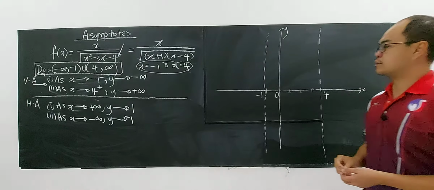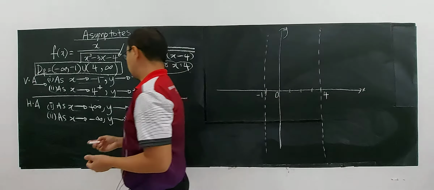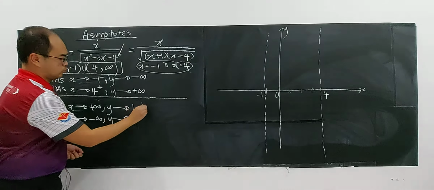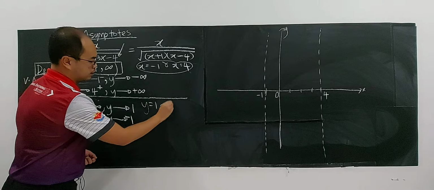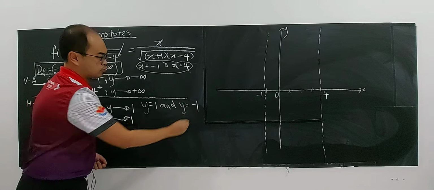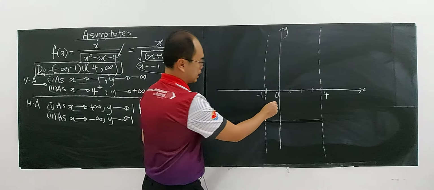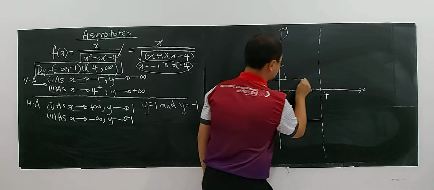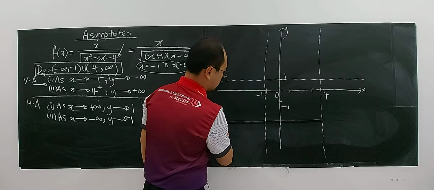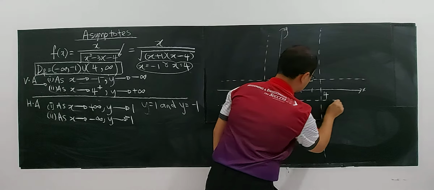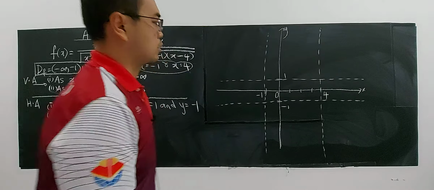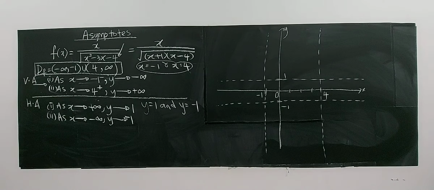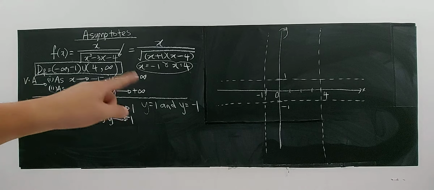For horizontal asymptotes, you have 2 also, which is y equals 1 and y equals negative 1, right? So there is a negative 1 here and there is a 1 here. So you will have 4 asymptotes. But how do we use these asymptotes here? You have to refer to all the information here.